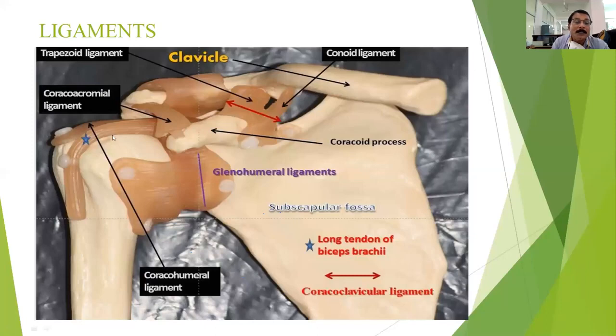So these are the various ligaments which are also important to hold it. Here you do have a ligament which is coming from the coracoid process, attached to the lateral one third undersurface of the clavicle. This is the conoid ligament, the trapezoid ligament, and the coracoclavicular ligament. They are important to hold the lateral end of the clavicle, like a parachute.